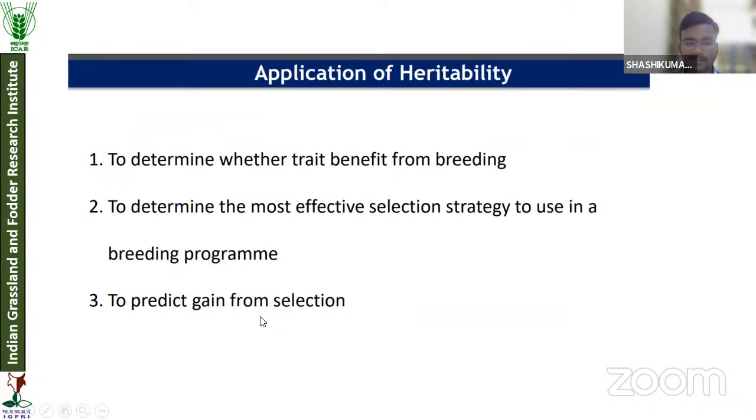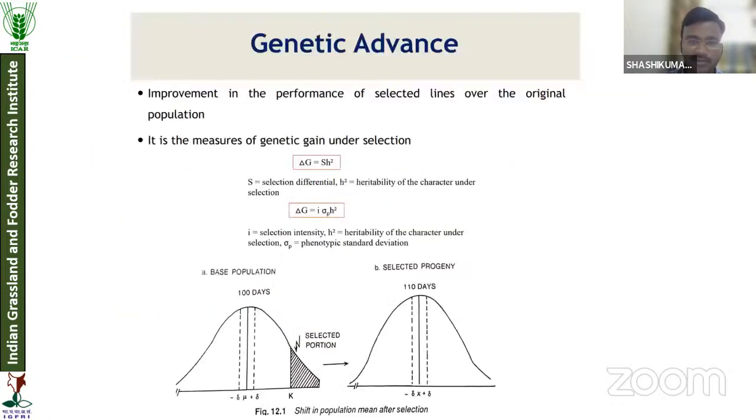Heritability is highly useful for determining whether the trait is useful in the breeding program, and to see, if the heritability is low, what the most effective selection strategy is and what selection program should be applied. These things can be decided because of the heritability.